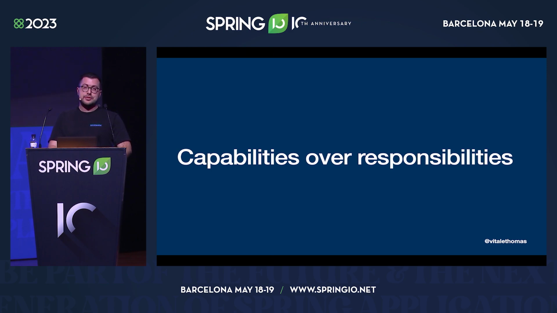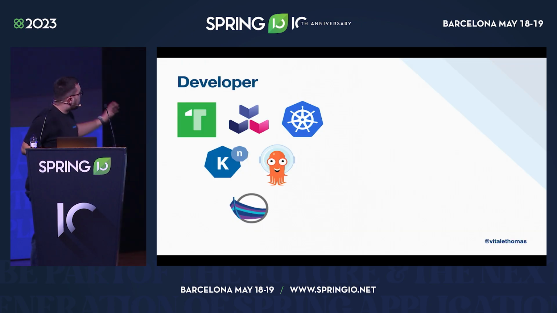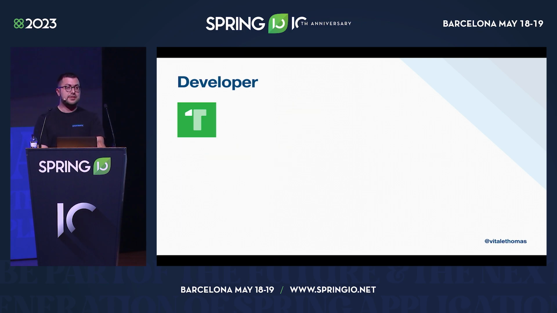Capabilities over responsibilities. As a developer, I would like to get all those nice capabilities from all these cloud-native technologies, even from Kubernetes, but I don't want to be responsible for it. Meaning, I don't want to learn all the details and have to work with all those infrastructural aspects just to run my application. I want to focus on my Spring Boot application because I love Spring Boot. I want to focus on the business logic. That's what provides value. So it's great to have all these different tools out there, but I don't want them on my plate as a developer.